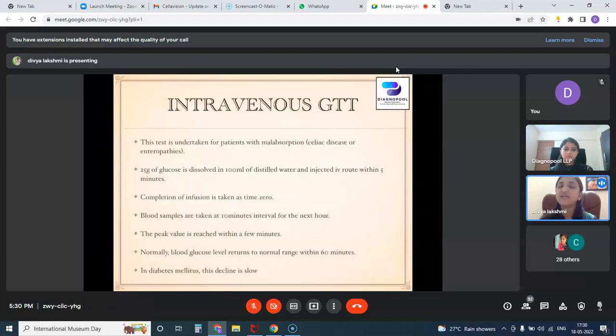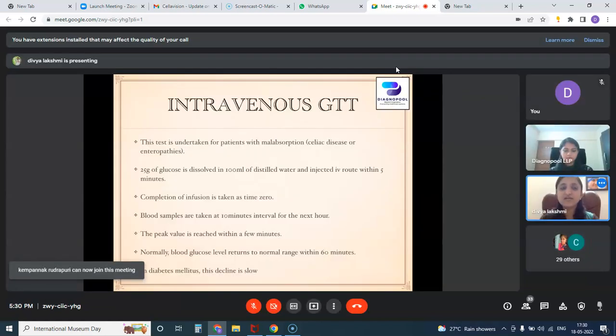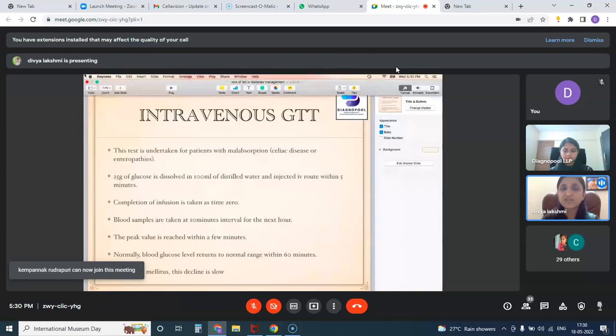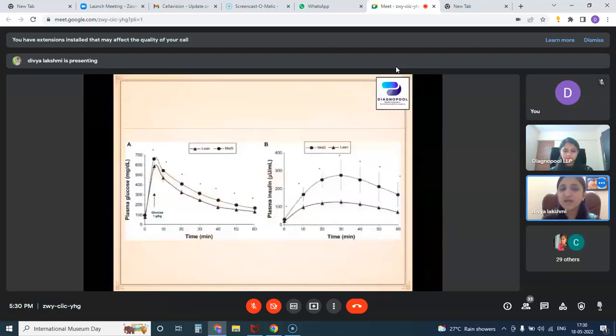So what if the patient cannot take glucose orally, or has some intestinal problem, or is allergic to glucose solution, and you have to diagnose? At that time you can give intravenous GTT. In these conditions, we give 25 gram of glucose dissolved in 100 ml of distilled water over 5 minutes. After the infusion, you will take the blood sugar. You will check the blood sugar once every 10 minutes up to 1 hour.